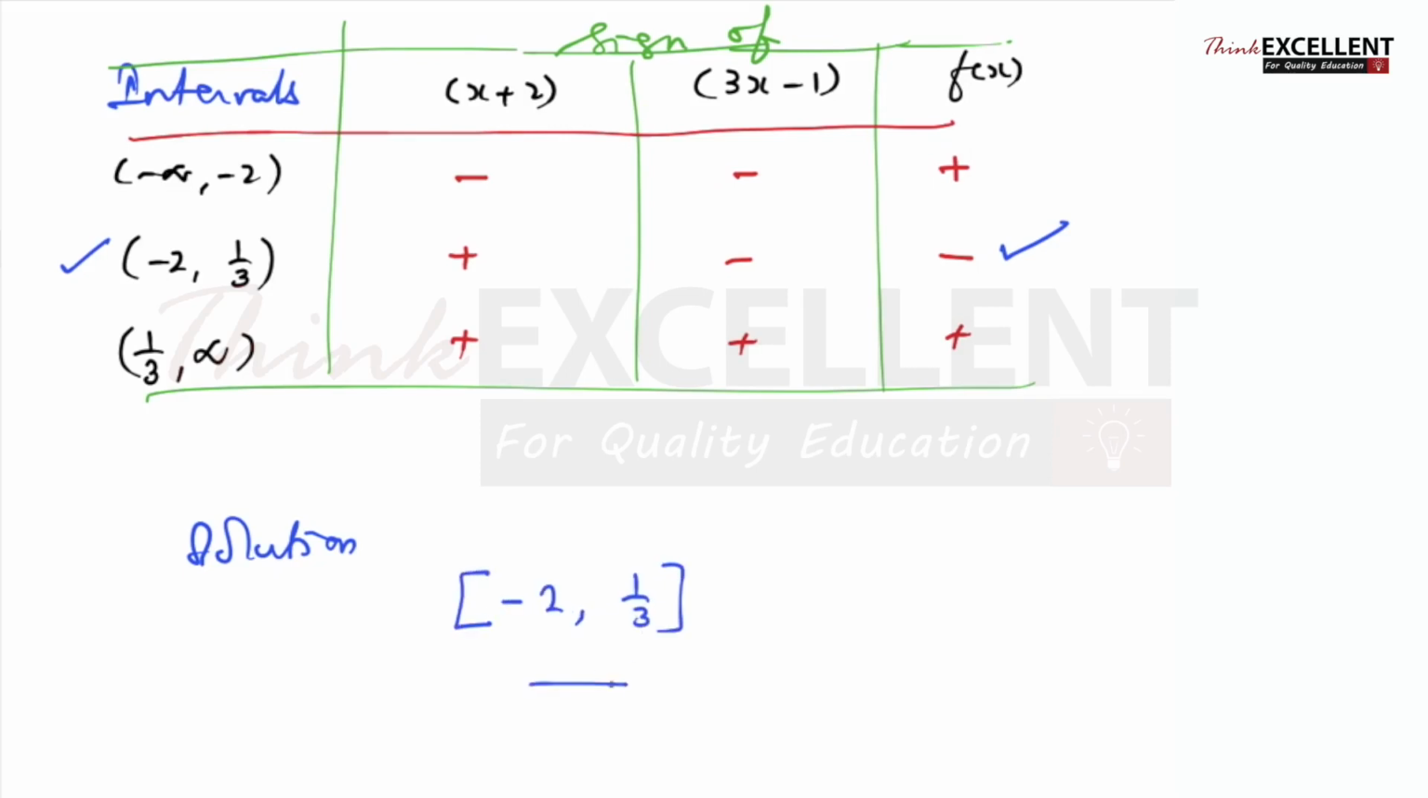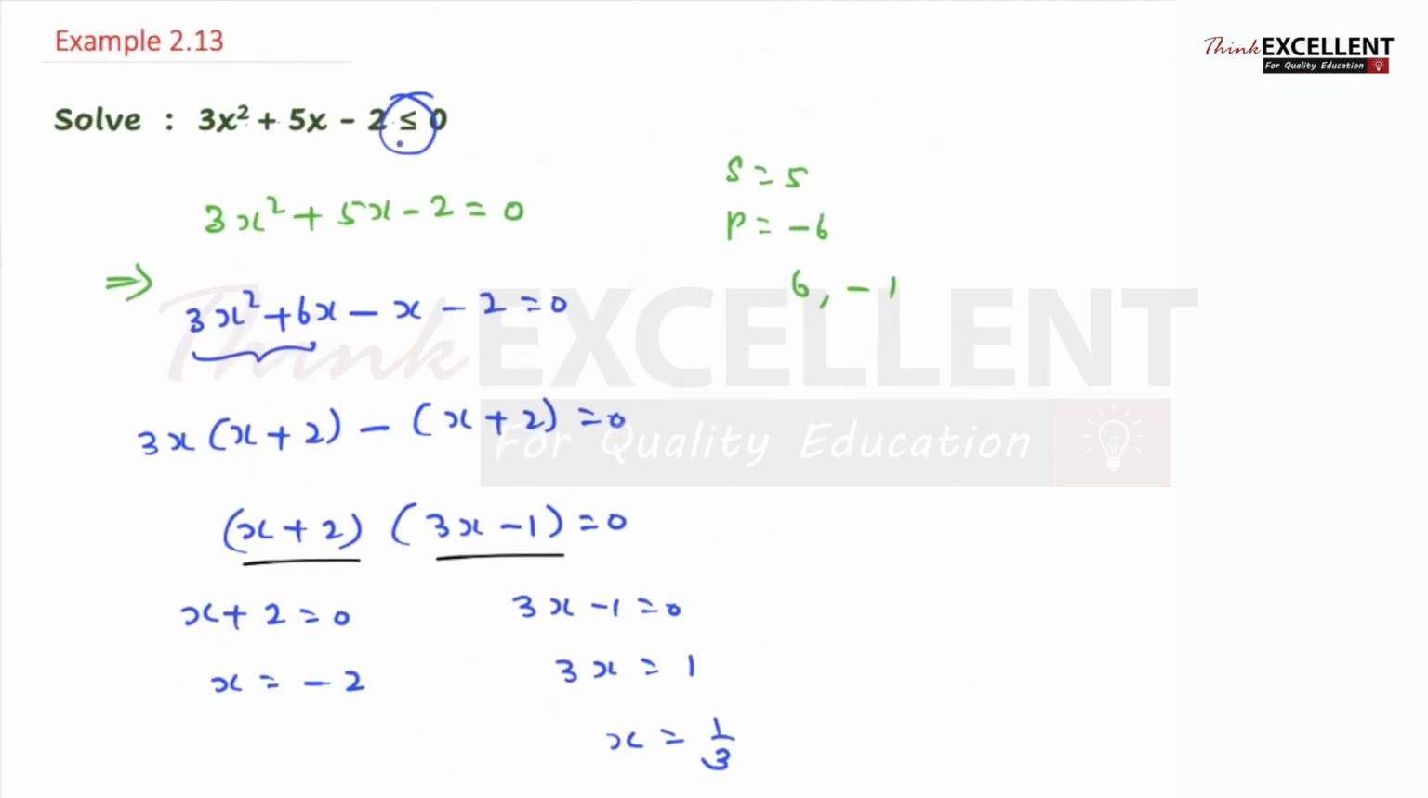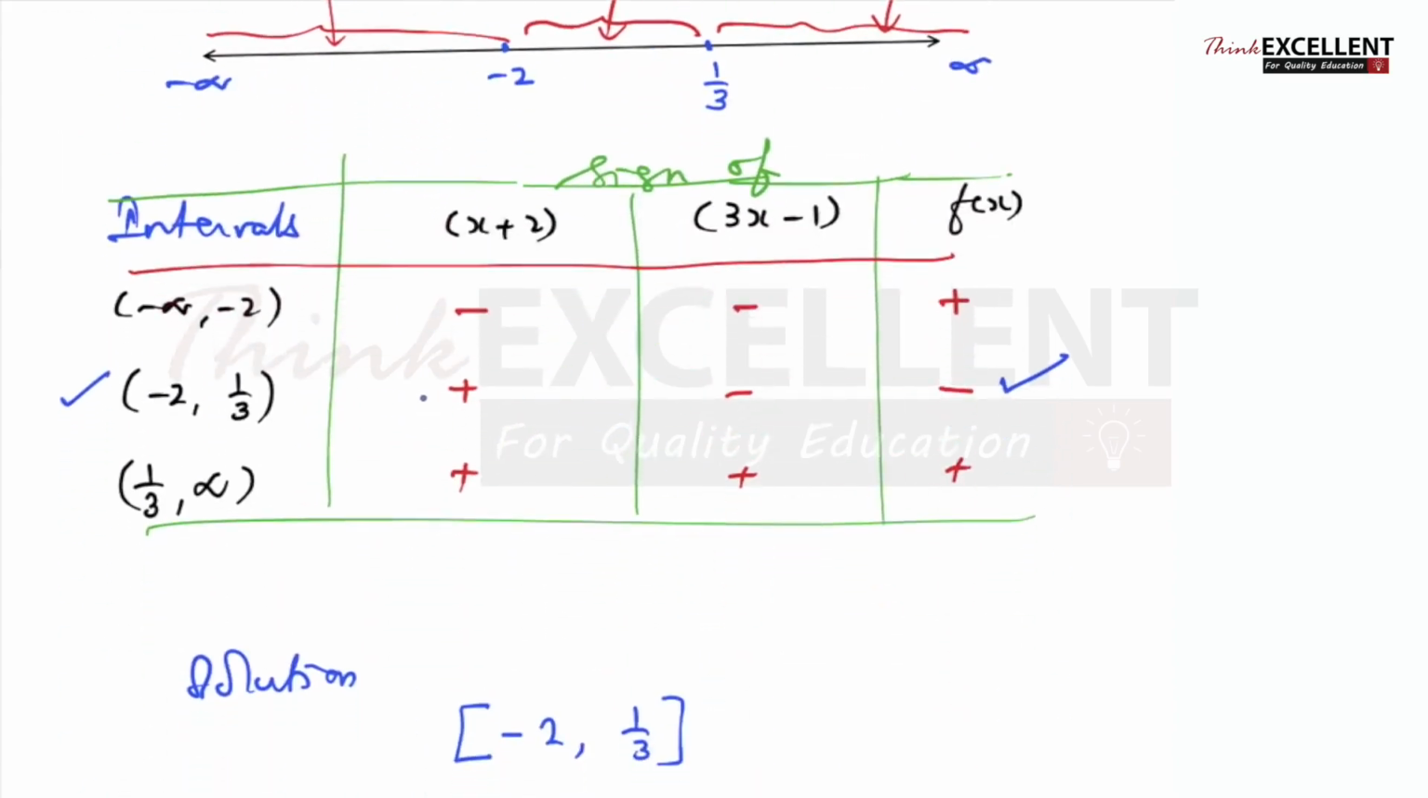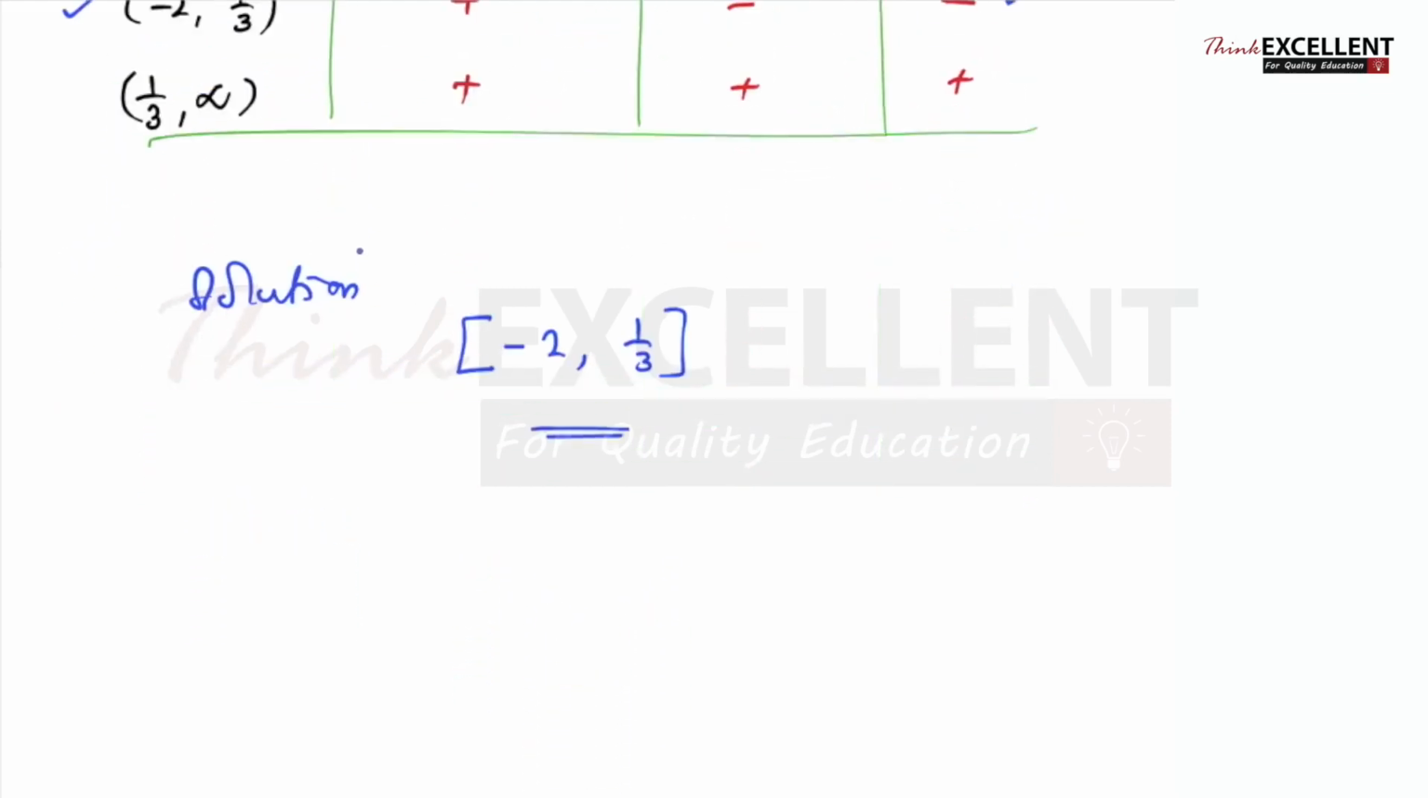Closed interval you take. Why are we taking closed interval? Because in the question it is less than or equal to 0, so equal to 0 is also allowed. So you can take those critical numbers also. Suppose the question is only less than, don't take closed interval, you take only open interval. Suppose the question is greater than, don't take this interval, take the other two, positive ones, first one and last one. If it is greater than or equal to, use closed interval for minus 2 and 1 by 3. Already you know, infinity and minus infinity always use open interval only. Okay, hope you understood.